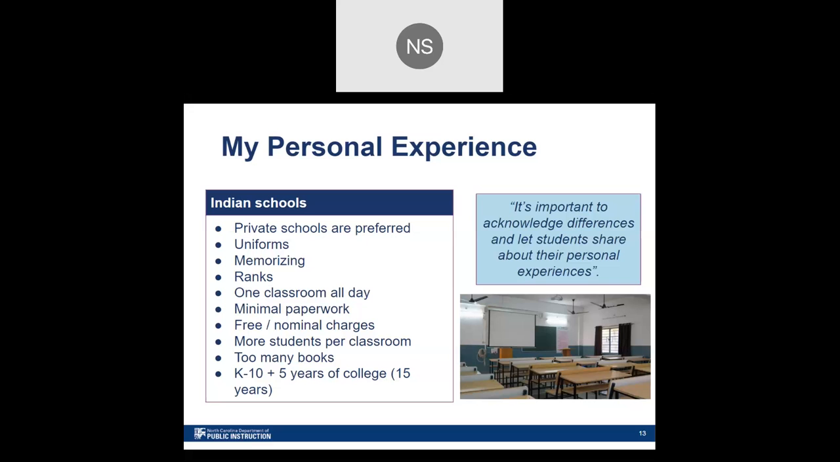Then ranks. Here we get grades in our report cards: A, B, C, D, F. There, whatever your test score is, they give you a percentage and then you're ranked. Say you have 50 students in your class, then you can be a first ranker or the 50th ranker. That is how our report card looks.